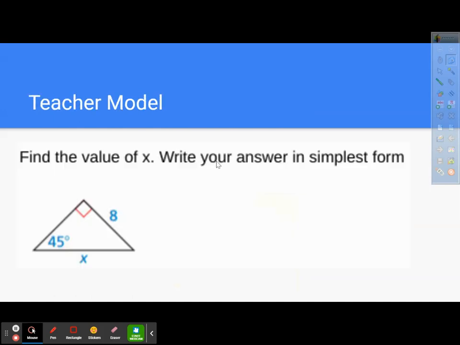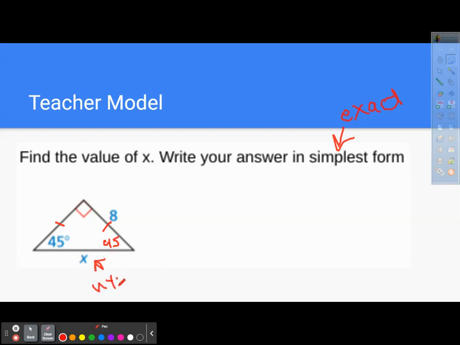Okay, let's do an actual example. It says, find the value of x, write your answer in simplest form. Simplest form means exact. It means do not round it, do not put it in a decimal. So this is a 90-degree triangle, and this side's 45, so if I do 90 plus 45, that's 135, 180 minus 135 is 45. So automatically I know this is a 45, 45, 90 triangle, which means these two sides are congruent. So they would both be 8. And then this side here is my hypotenuse.